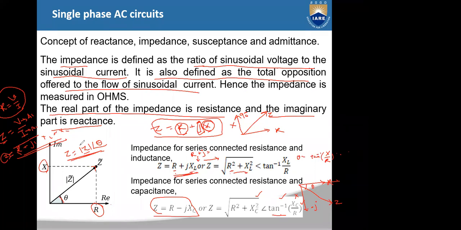Okay, so what is the formula? We are representing it with Z, and AC quantities we will represent in vector or polar form. So this is a representation in polar form. Okay, for an AC quantity it will be having magnitude and angle also. So for any complex wave, this is the formula to find the magnitude, right? And this is the formula for finding the angle, tan inverse of imaginary part by real part. Okay.